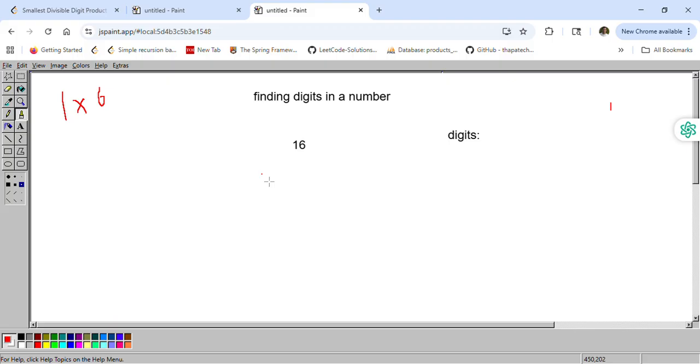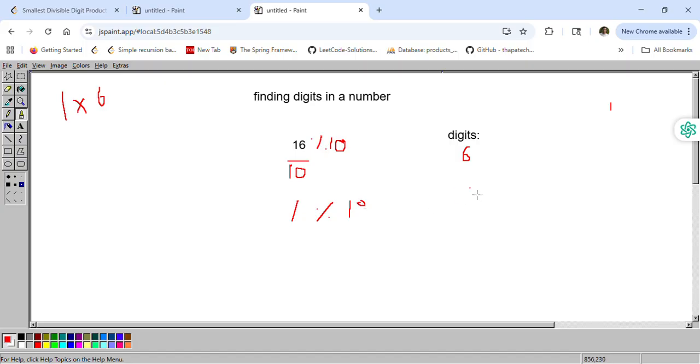What we can do is use the mod operator. You can do mod 10 here. The mod 10 will give you 6, which is one of your digits. Then you divide this 16 by 10, and what you get is 1. Again you do the same thing, the mod 10 operator, and it will give you 1.